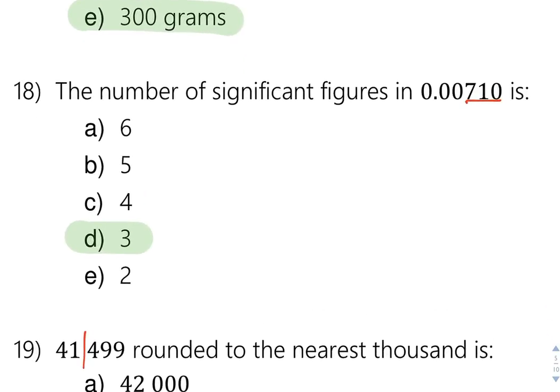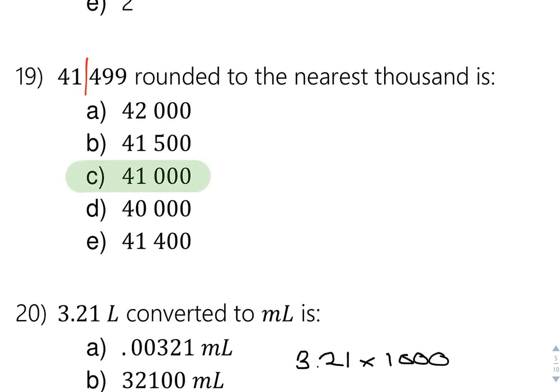The number of significant figures in 0.00710. Anything after that 7 is significant, so the 0.00 is not significant, it's just 710, so there are 3 significant figures in that. We need to round this to the nearest 1,000, so this is 41,000. 499 is not 500 or larger, so we would round it down, so 41,000, C is your answer.